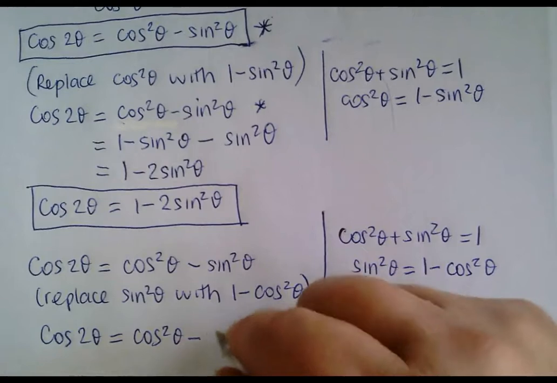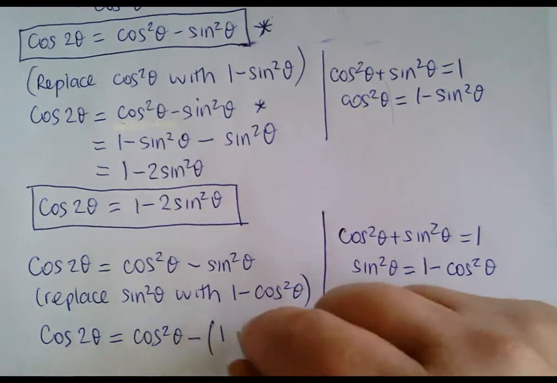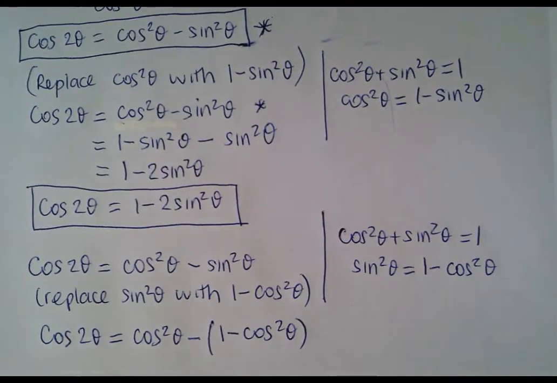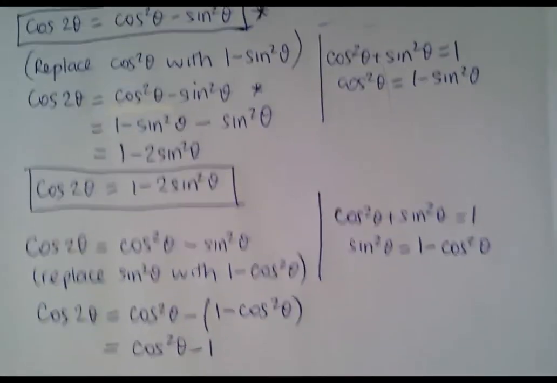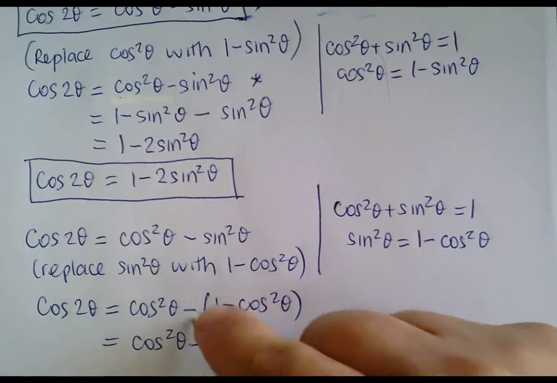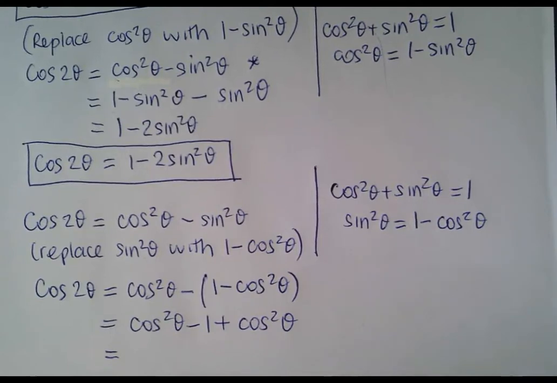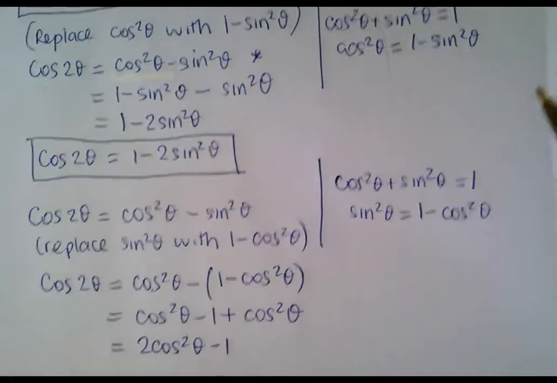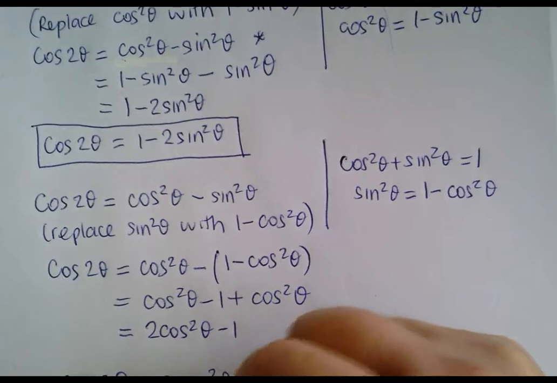How do I do that? Bracket, replace this sine squared theta with 1 minus cos squared theta. I get cos squared theta minus 1 minus cos squared theta. You okay with that? Which is cos squared theta minus 1. Is it going to be minus or plus cos squared theta? Plus cos squared theta. So how do I simplify that? Cos squared theta plus cos squared theta is 2 cos squared theta minus 1. That's my third result. So the cos of 2 theta is 2 cos squared theta minus 1.